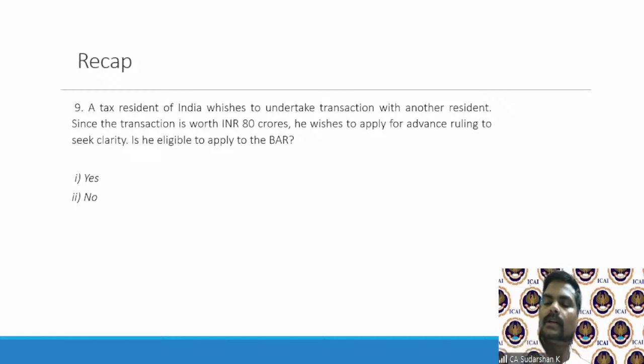Then there was also a mechanism that the government can notify. So the government notified that a tax resident of India can also apply for an advance ruling for transactions within India, provided the transaction value is above 100 crores. Or if it is less than 100 crores, then the tax resident should be a public sector unit. So any public sector unit can apply. If you're not a public sector unit and you are only a tax resident of India, then for transactions above 100 crores, you can apply for AAR. In this situation, it is assumed that the tax resident is not a public sector unit. And since the transaction is less than 100 crores, he is not eligible to apply for the advance ruling.